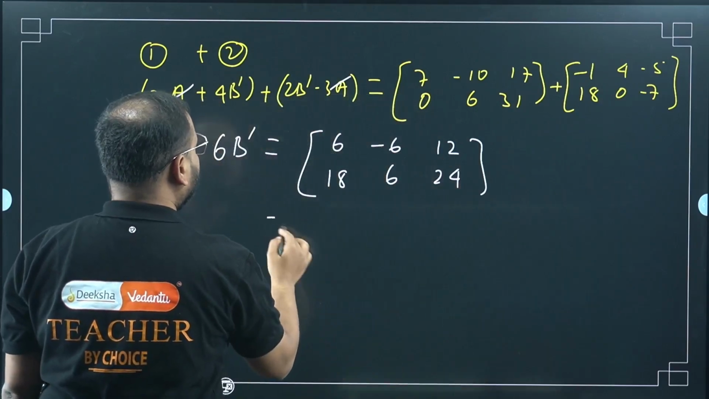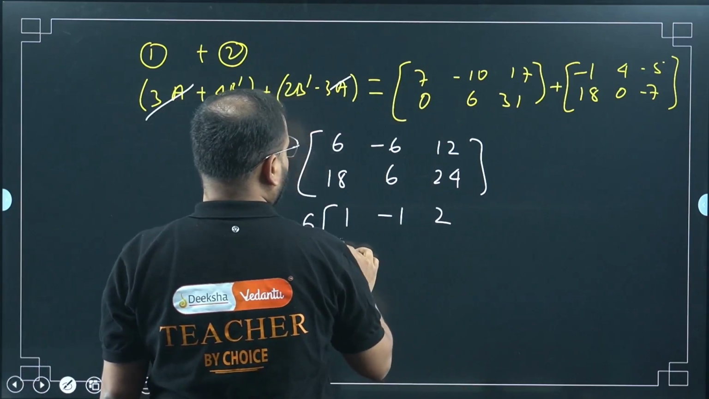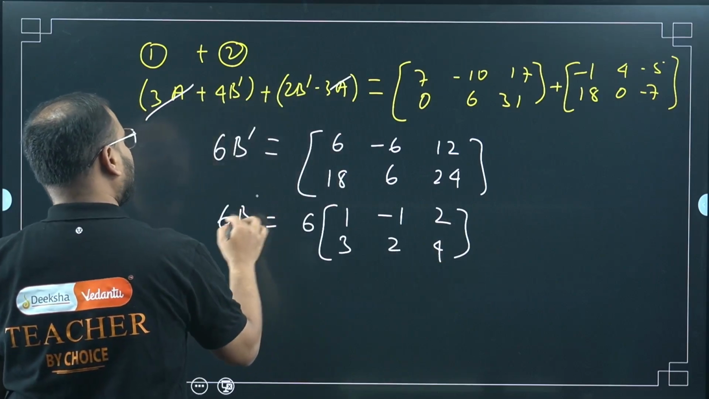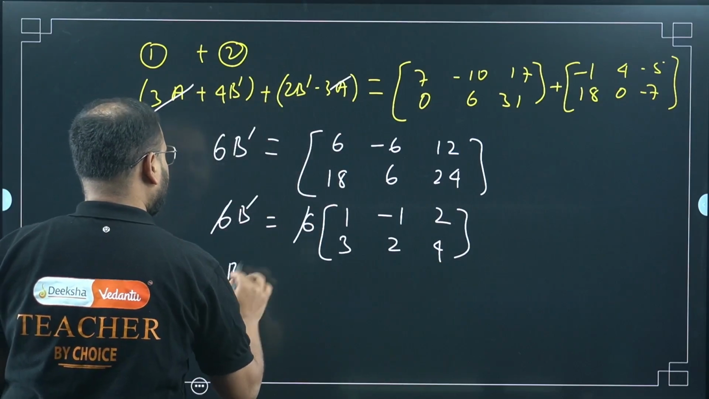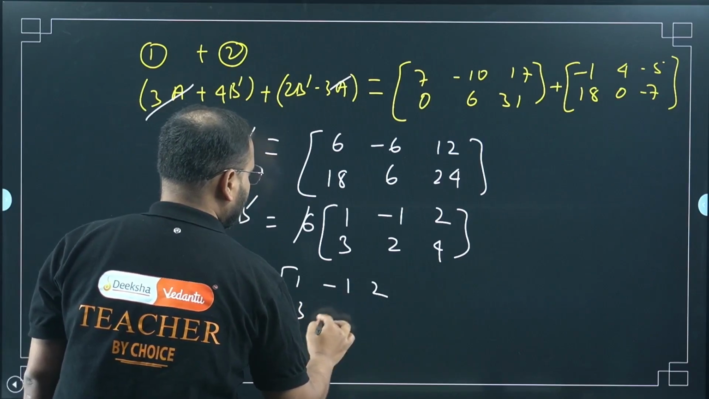I can take 6 common over here. I get it as 1 minus 1, 2, 3, 2, 4. I have this as 6b dash. Cancel this 6 and 6. What I get? b dash is equal to 1 minus 1, 2, 3, 2, 4.